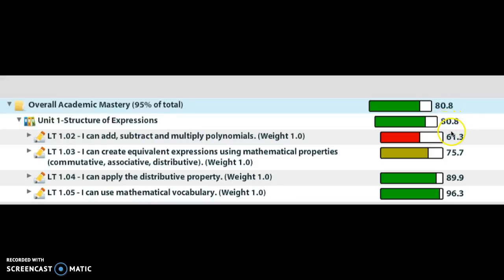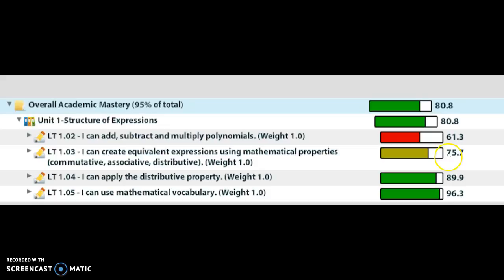Because this average right now is an 80.8, which means that even though the student has a B right now, it would be very easy to slide towards a C by just losing this 0.8 of a point. So this student might think about or consider revising this learning target.